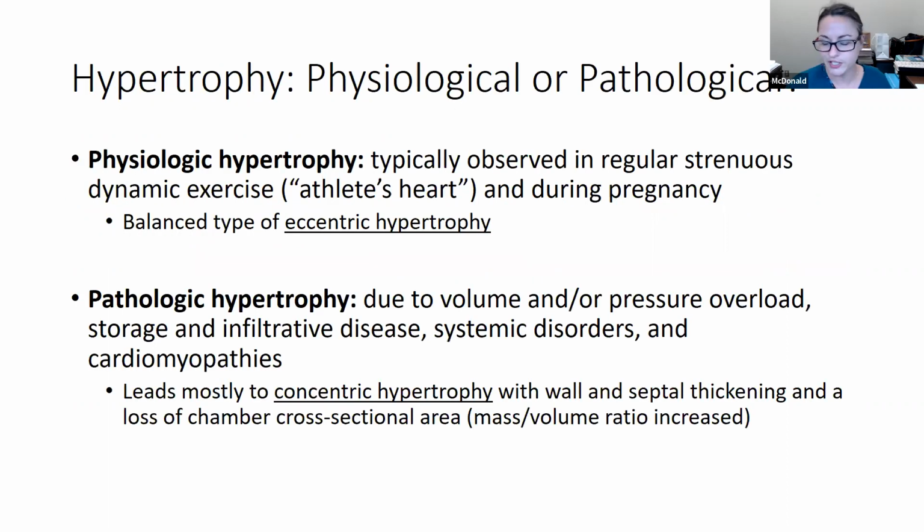So the first thing when we're talking about hypertrophy is we have to decide if it's physiological or pathological, and that's where they start with this article, going over the physiologic hypertrophy, which occurs in athletes and during pregnancy, which is eccentric hypertrophy, and distinguishing that from pathologic hypertrophy, which is due to volume and or pressure overload, as well as storage and infiltrative diseases, systemic disorders, and cardiomyopathies. In general, this is going to present with concentric hypertrophy.